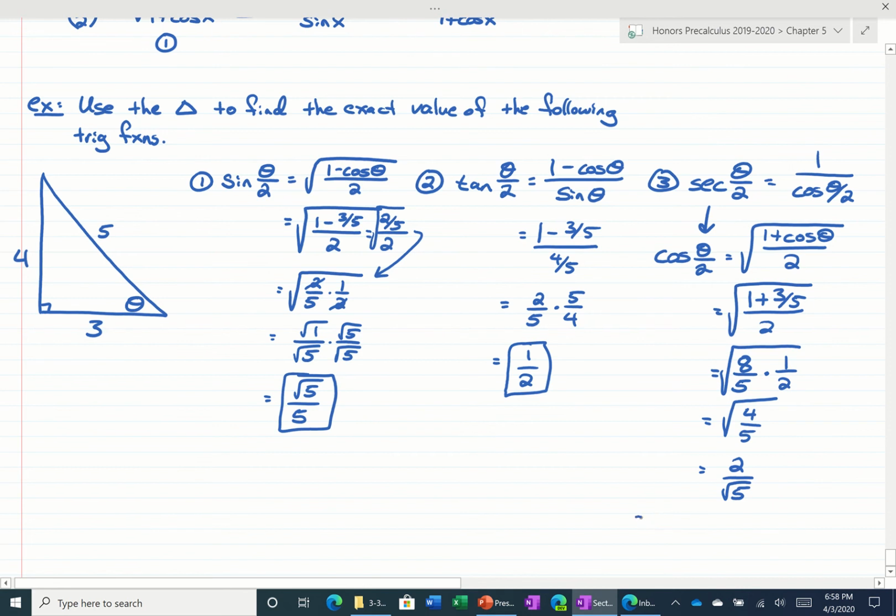We don't have to rationalize this because we want to get the secant of theta over 2, which means we take the cosine and we just flip it upside down, take the reciprocal, and that would be the answer. If we wanted to find the cosecant, we would do the same thing with sine, and cotangent would be the same thing with tangent.